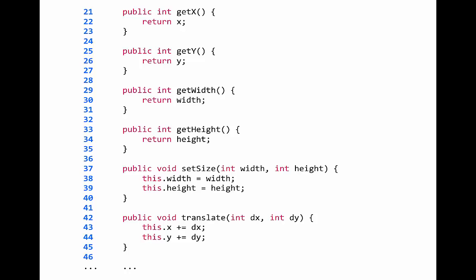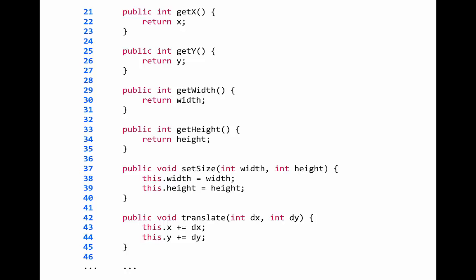Getter methods should not be mutator methods. Setter methods are always mutator methods. Both setSize and translate here are mutator methods. setSize lets you change the width and height directly. Translate lets you change the x and y coordinates by passing in the amount that you want them to change.